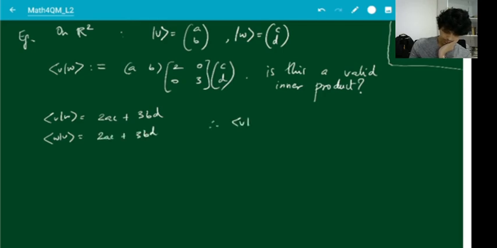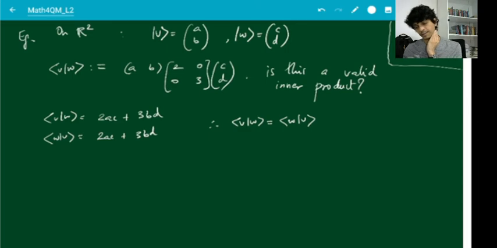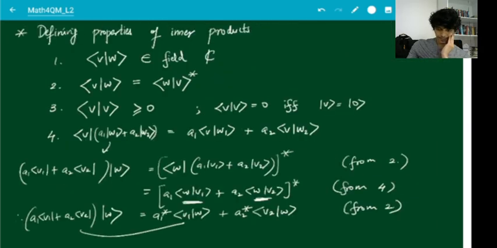So okay, I have verified that the symmetry condition holds. The inner product of V and W is the same as the inner product of W and V. I don't have the complex conjugate because it's over the real field. This is definitely a real number, so the first condition is also satisfied.